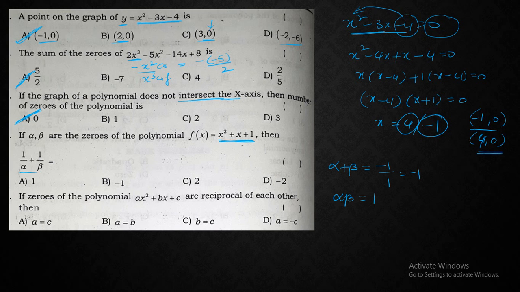So what is he asking? 1 by alpha plus 1 by beta. If I take LCM, this becomes alpha plus beta by alpha beta. So alpha plus beta is nothing but minus 1, by alpha beta is plus 1. So minus 1 by plus 1 is minus 1.